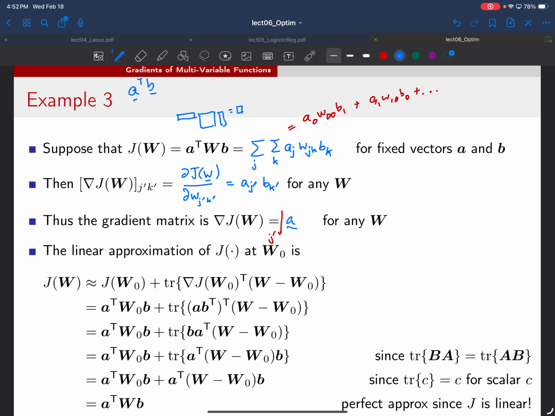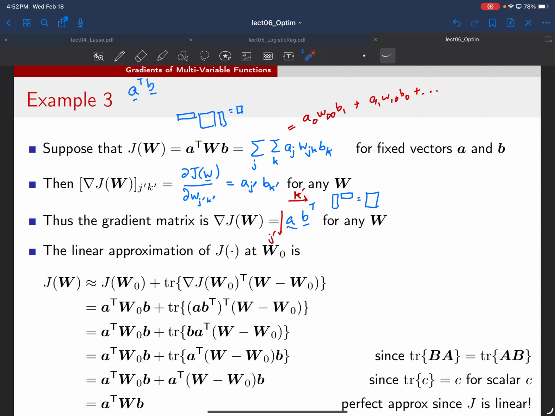Yeah, so that would be B transpose. Exactly, right. So now we have an outer product which gives us an entire matrix. That's J prime, that's K prime. Okay, so we have an expression, we started with this and we derived the gradient. The gradient matrix is A times B transpose.